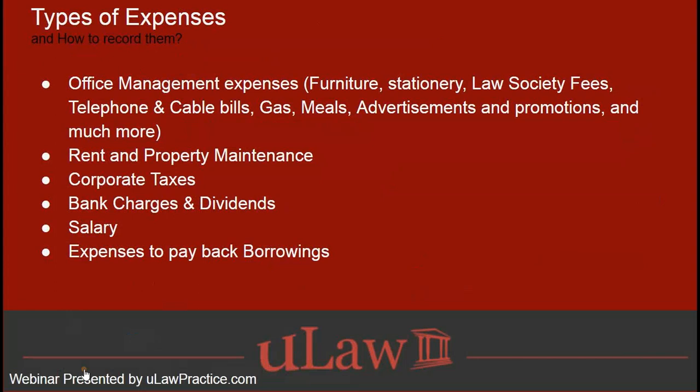And we spoke about this, so again, straightforward. Furniture, stationery, law society fees, telephone cable bills, etc. Other examples: rent, property maintenance, of course, corporate taxes. That's part of your expense too. So you pay a certain percentage on the profit that you make as a business when you do make that. Well, if you're not profitable yet, then you don't pay that. But when you are profitable, you pay a certain percentage depending on the province. For corporate taxes, of course.